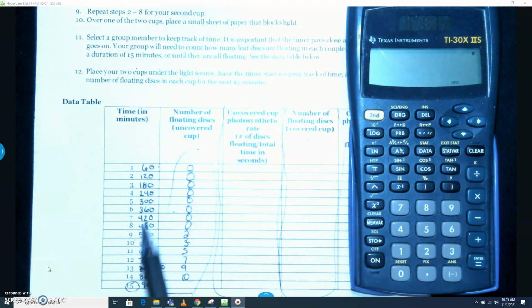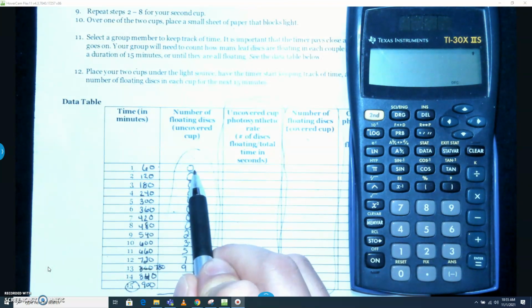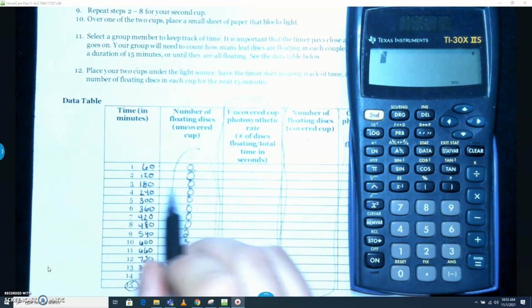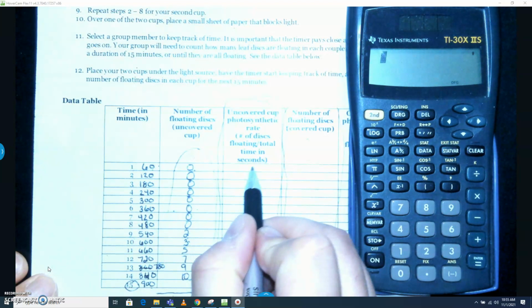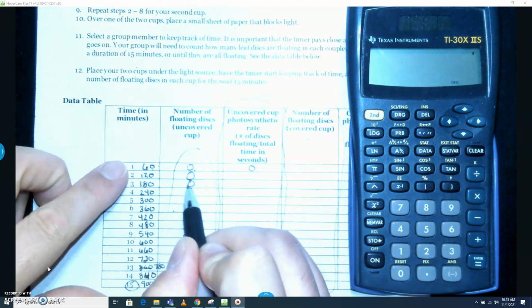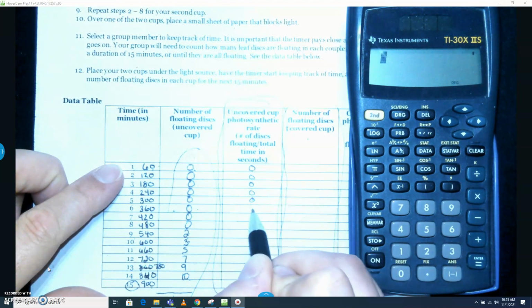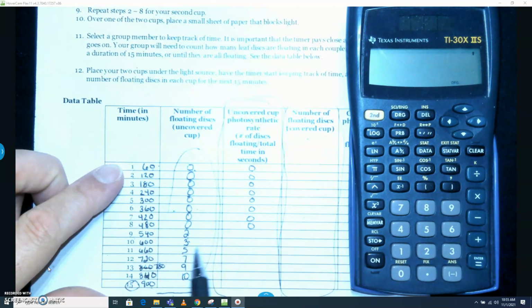So now that I know how many seconds, I can now accurately calculate the rate. So I'm going to take the number of disks that were floating divided by the number of seconds. So 0 divided by 60, I'm not even going to plug that in the calculator because that is going to be a rate of 0. Same for all these, that's 0. Now you might have had some things floating earlier than mine. I just completely made up these numbers, by the way.